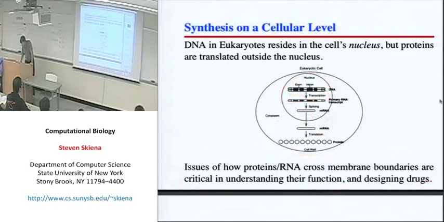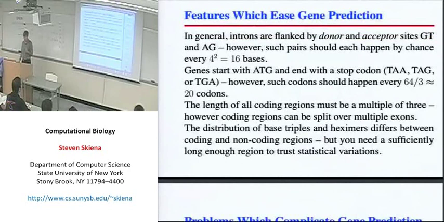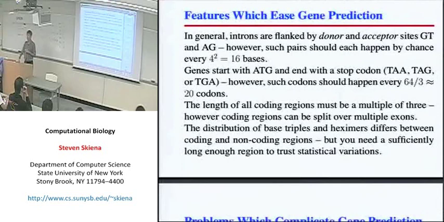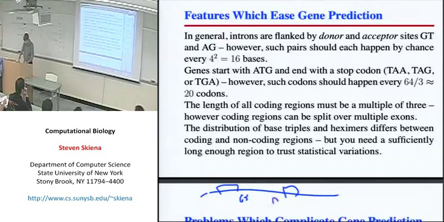So how can we now hope to recognize genes? There are certain features in gene sequences which turn out to be helpful, that we might be able to use as clues to write a gene prediction program. One is that introns, the gaps between the coding sequences, have what they call donor and acceptor sites associated with them. Namely, an intron usually starts with a GT and ends with an AG. Why is that? It has something to do with how these introns are spliced out.